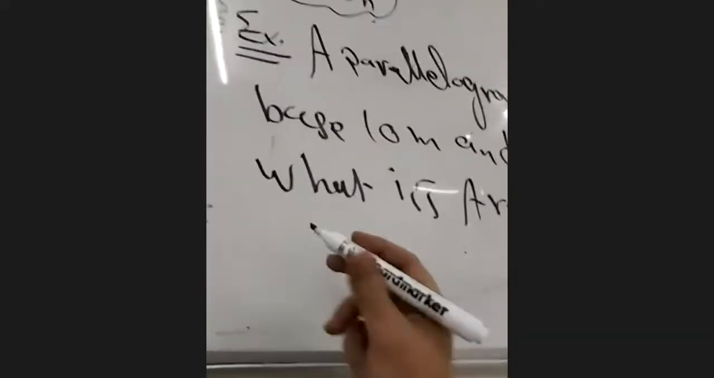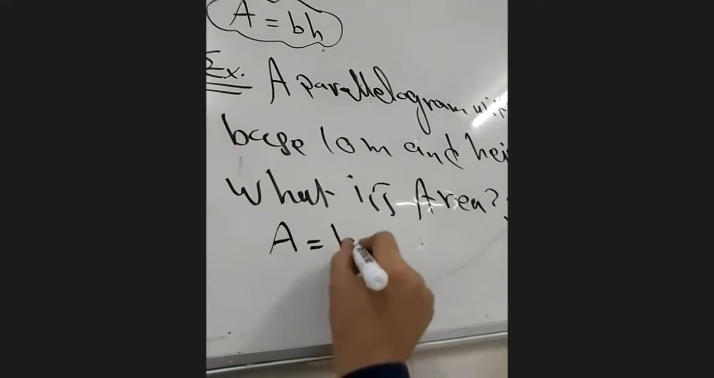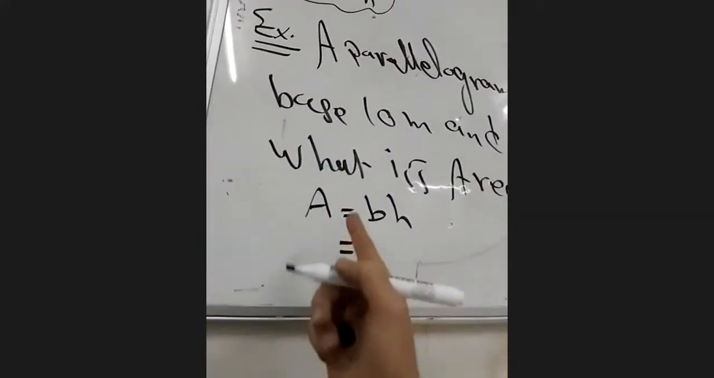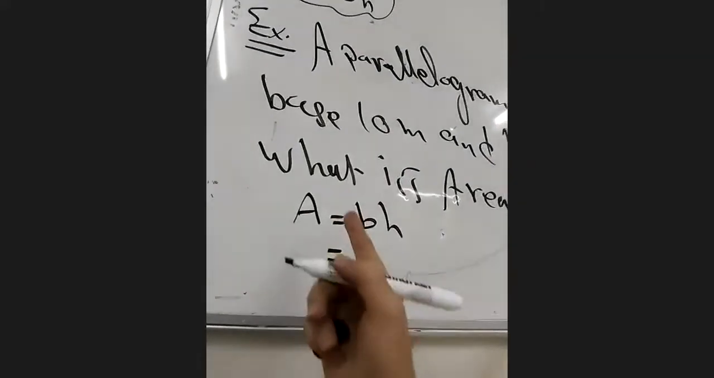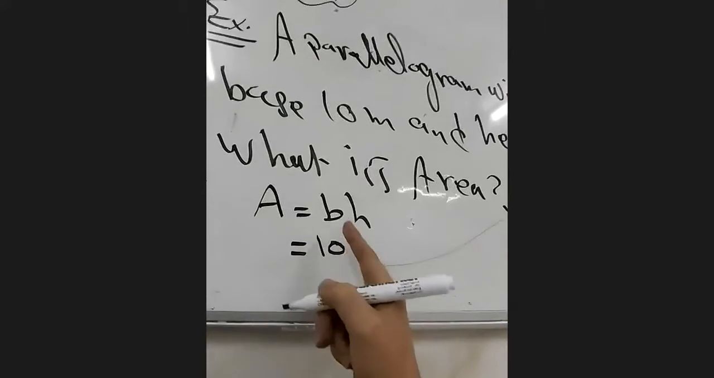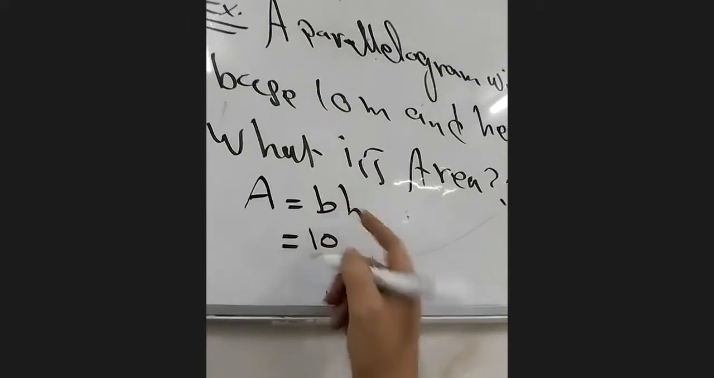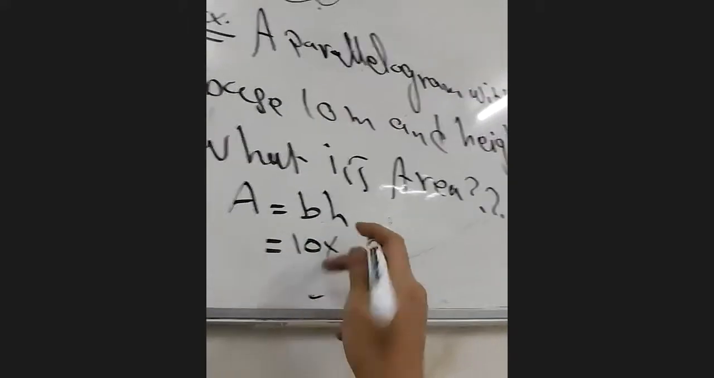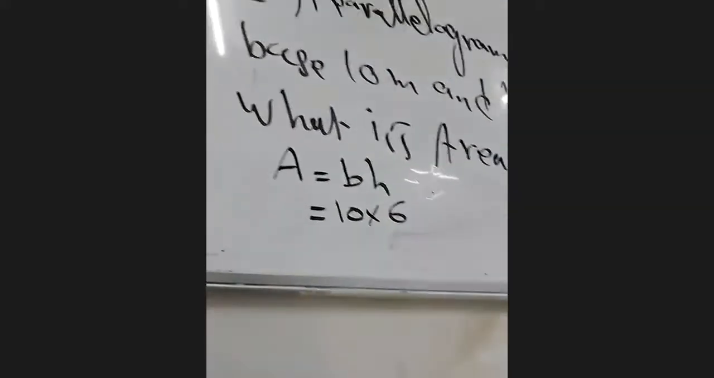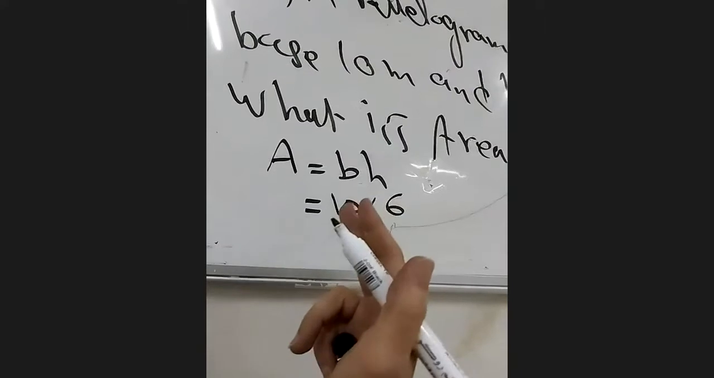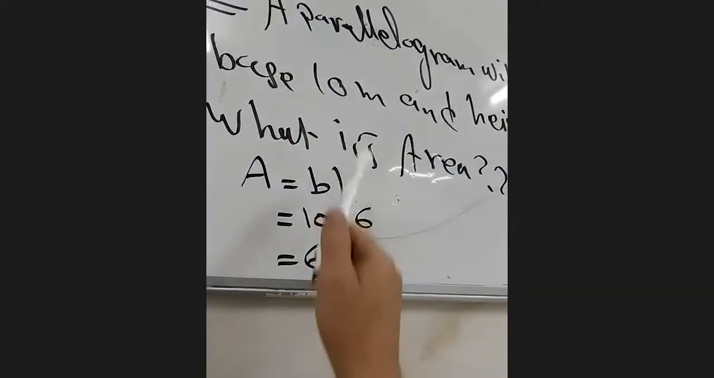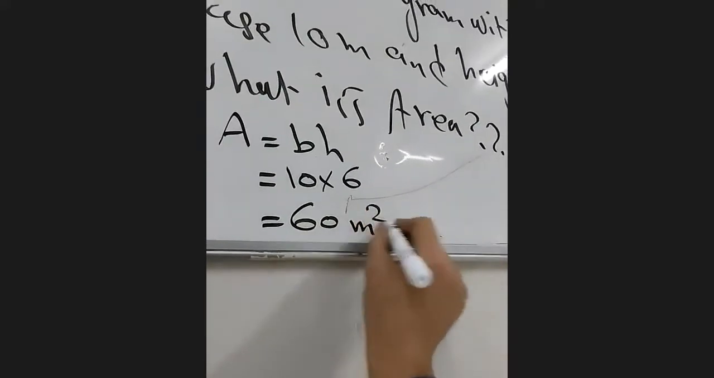So A equal BH. This is the formula. Equal under equal, guys. This is our strategy. Equal under equal. The base is given 10 meters. And between B and H, nothing, means multiply. H is given 6 meters. So A equal BH means 10 multiply 6 means 60. And the unit, it's the same, meter power 2.